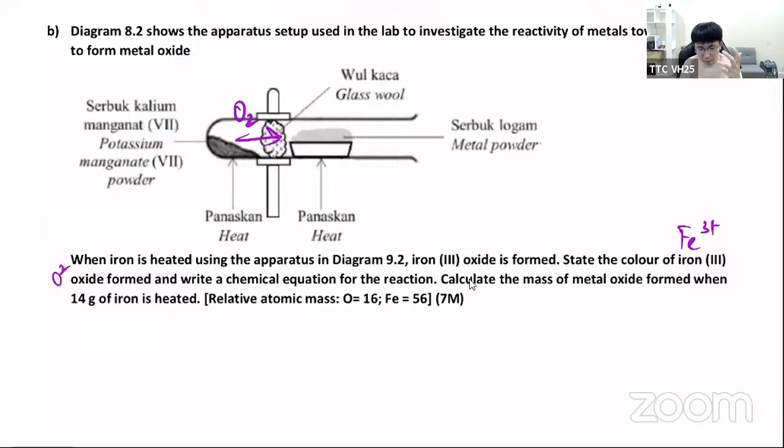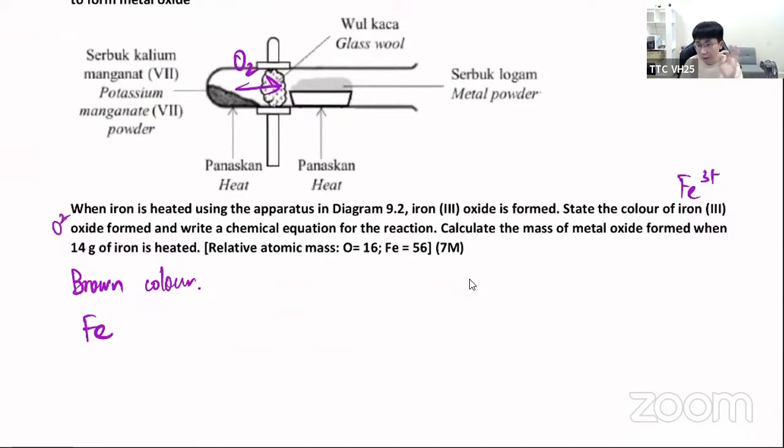Okay, as we learned before, we always turn Fe2+ to Fe3+, Fe3+ back to Fe2+. So what color is Fe3+? Fe3+ is actually brown color. Okay, and then write a chemical equation. So we started off from Fe, pure metal, because they say it's metal powder, plus oxygen. You react to form Fe2O3. So you're gonna balance your equation.